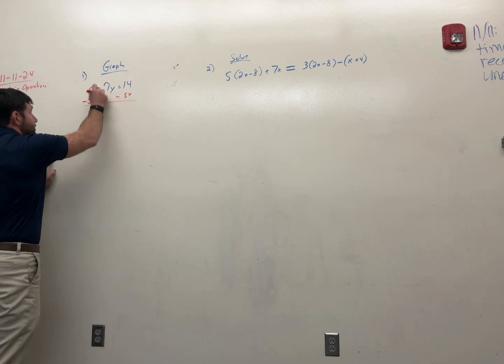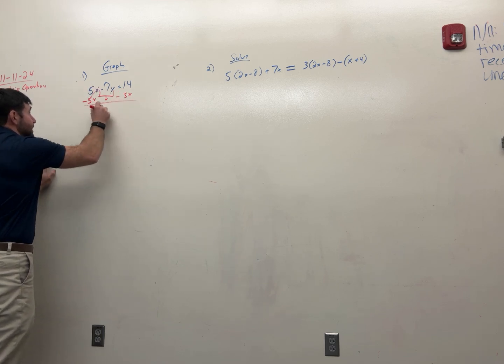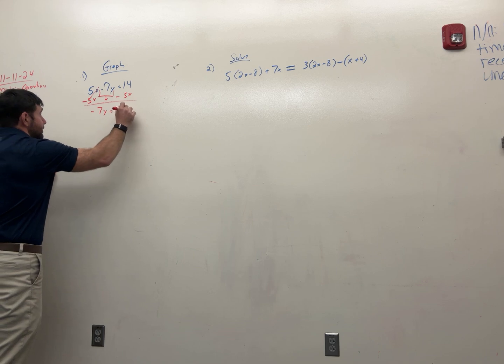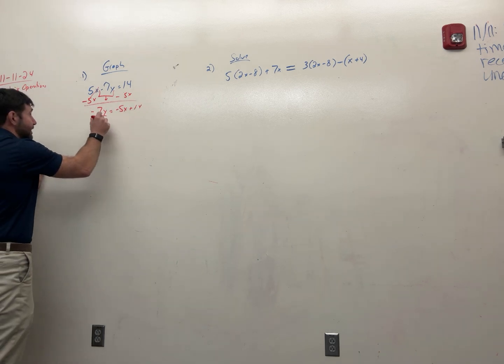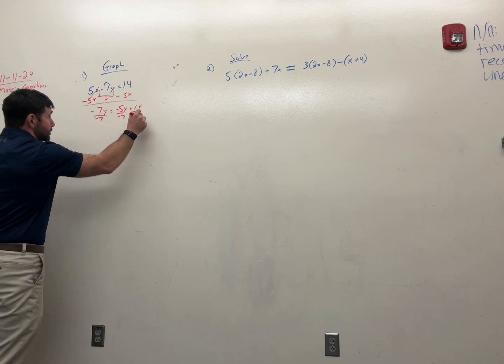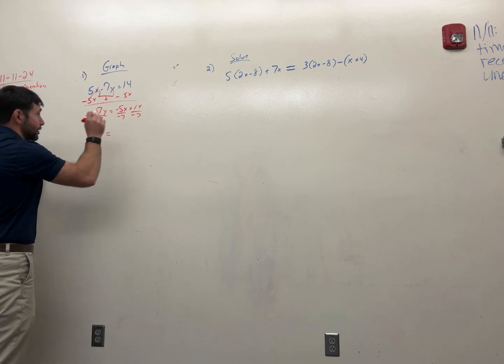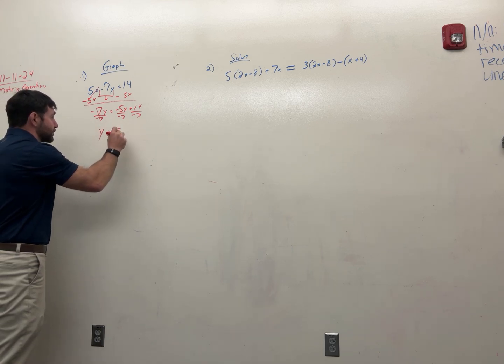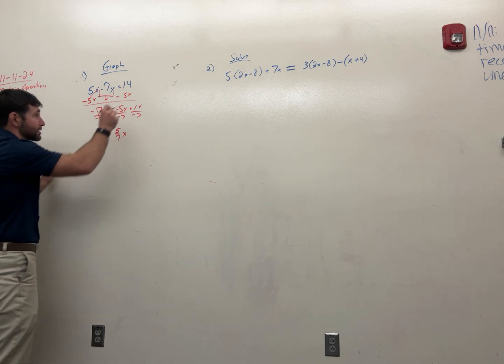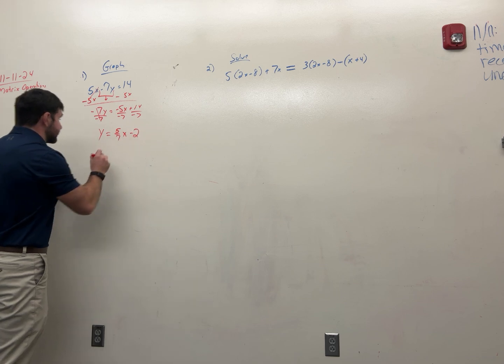I subtract 5x from both sides. That leaves me negative 7y equals negative 5x plus 14. Your calculators will do this. We divide each individual term by negative 7. In your calculator, negative 5 divided by negative 7, math enter, enter. Gives me positive 5/7 x. 14 divided by negative 7 is negative 2.